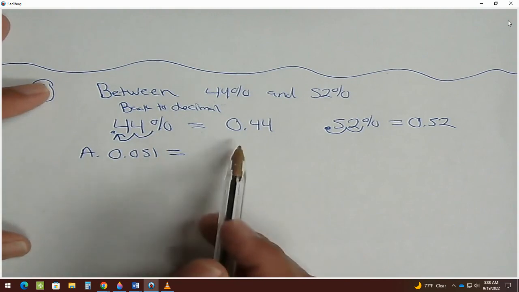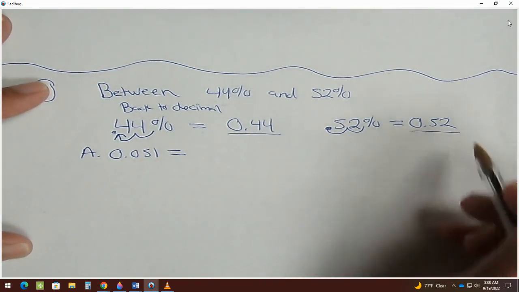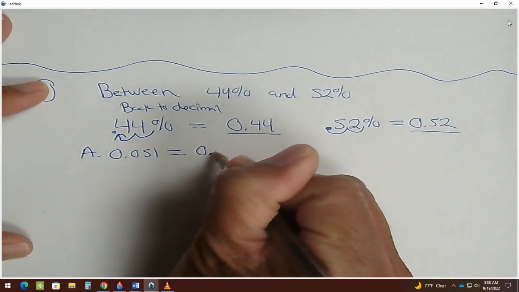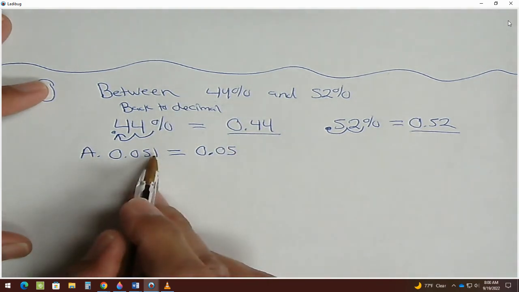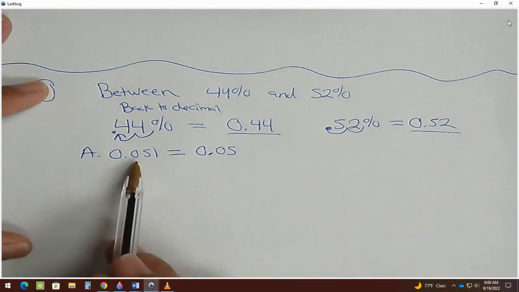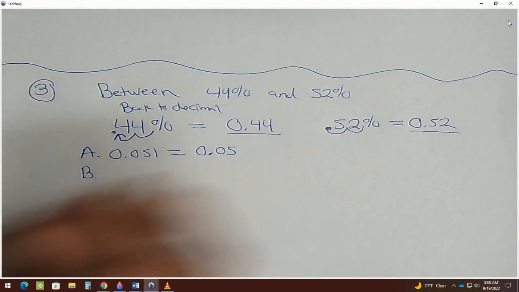So I'm changing everything to money. You see, this is 44 cents. This is 52 cents. And I'm going to change letter A to money, which is going to be how many cents? 5 cents. I don't care about the one, because money stops in tenth, hundredth. There it is. B is next.